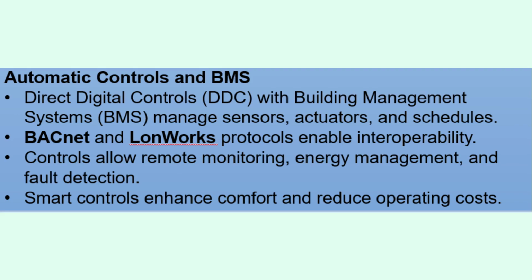Modern HVAC systems rely on direct digital controls, or DDC, integrated with a building management system, the BMS. These controls manage temperature, humidity, and air quality automatically while optimizing energy use. Protocols like BACnet and LonWorks ensure compatibility between sensors, valves, and actuators. Smart BMS allows real-time monitoring, scheduling, and trend analysis, even from a mobile device. Effective control systems improve efficiency, extend equipment life, and reduce human error.